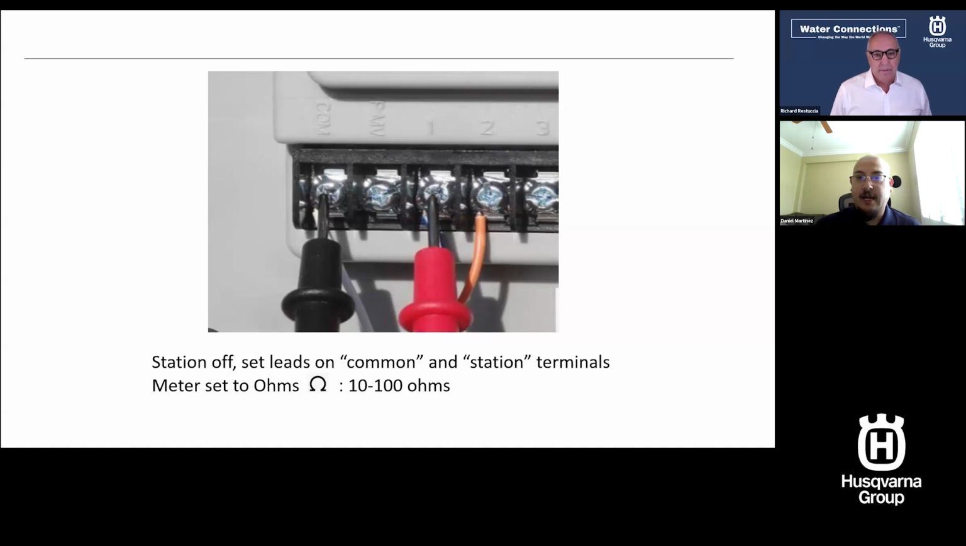So I would start here at the controller if you're doing a manual check. Check for your milliamps again. I'm sorry, test for your ohms. Put it in resistance, the little horseshoe symbol there. And again, between 10 and 100 ohms would be a good circuit.